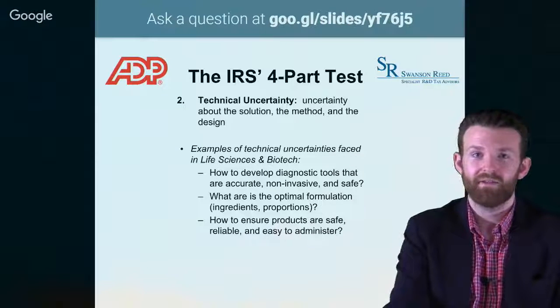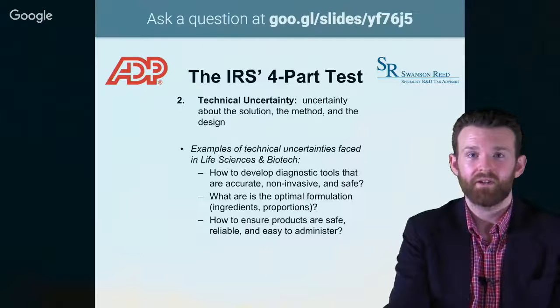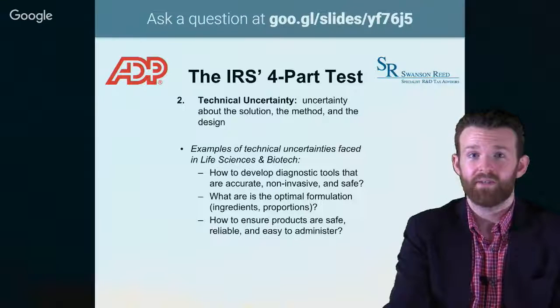As you can see, life science and biotech R&D projects can take many forms. Just as there's no limit to the kinds of technical objectives you can have, there are a lot of technical uncertainties and risks that a project will face. These are just some examples, and it's not an exhaustive list by any means.